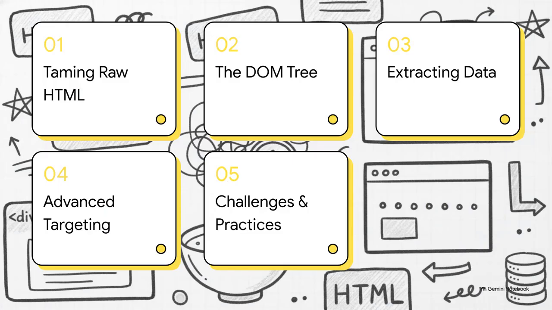Here's our roadmap for today. First, taming raw HTML content. Second, understanding the DOM tree. Third, finding and extracting data. Fourth, advanced targeting. And finally, some challenges and best practices. We're picking up right where our requests workflow left off.